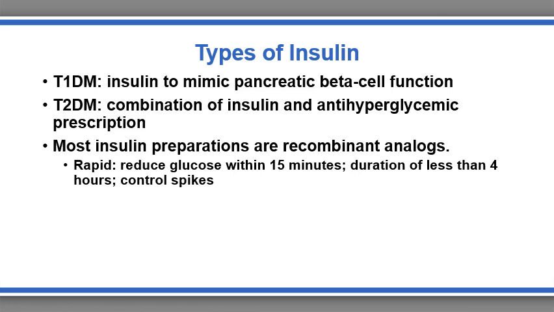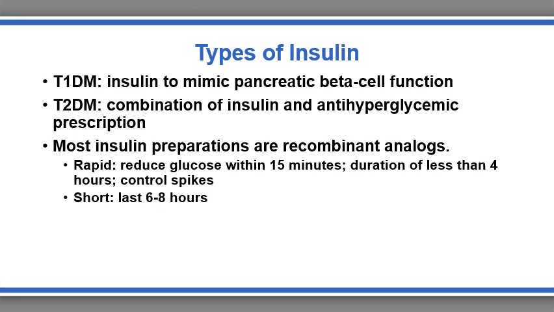So these are best used at mealtimes, obviously, because this will help control postprandial spikes in blood glucose. Some of these are actually available in inhalation routes. So that's one of the newer rapid acting ones. Inhaled insulin is a newer rapid acting type that can actually be taken with meals.